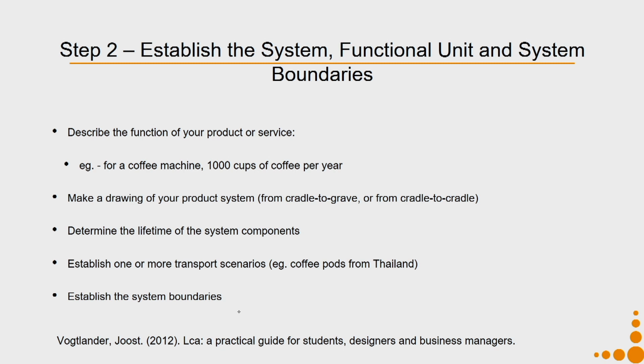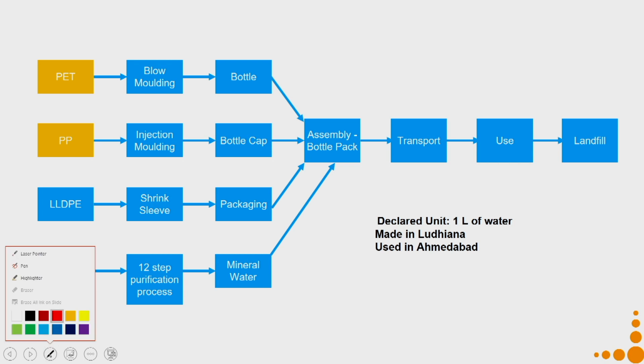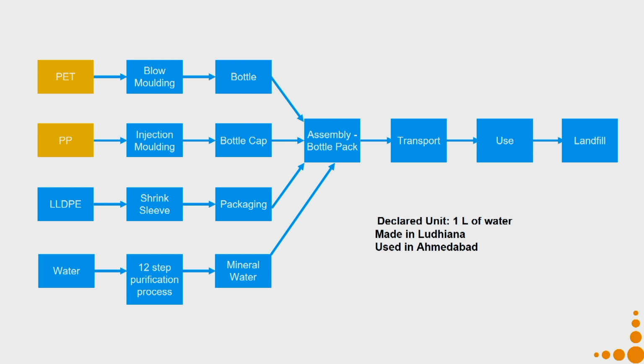So, let us see how to do it in the context of the example that we have taken. We want to compare a PET bottle versus a polyethylene bottle. Let us first try to draw what will be the components of this particular system. My bottle assembly pack is going to consist of certain components. Before that, let us look at the declared unit. Because the function should be the same, my declared unit is for carrying 1 liter of water.